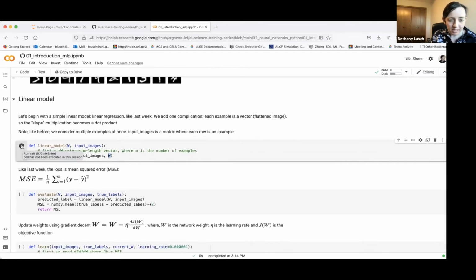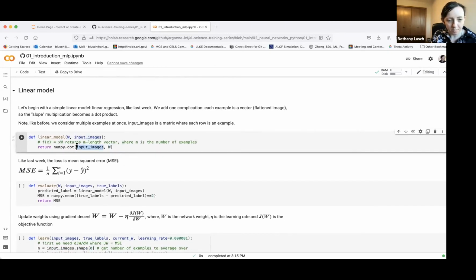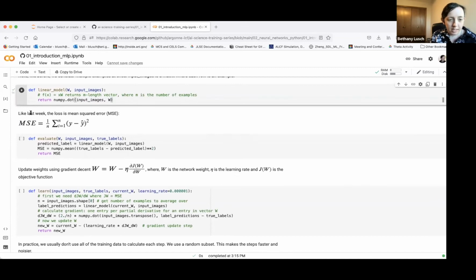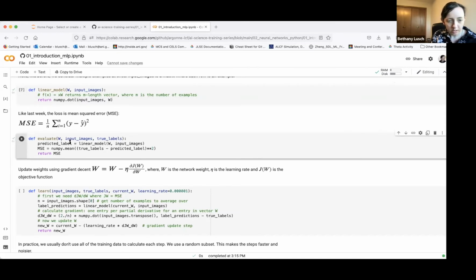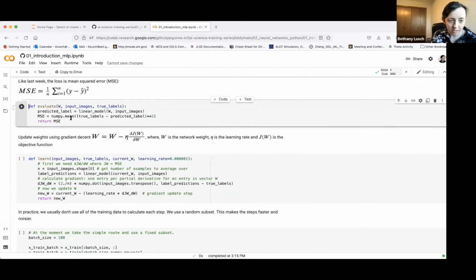So here is the simplest thing we could do, a linear model. We just have the images and we multiply by a matrix. And like last week, we can start with a loss that's mean squared error. So here, to evaluate our model, we can plug in the data and then do mean squared error. That's just like last week.